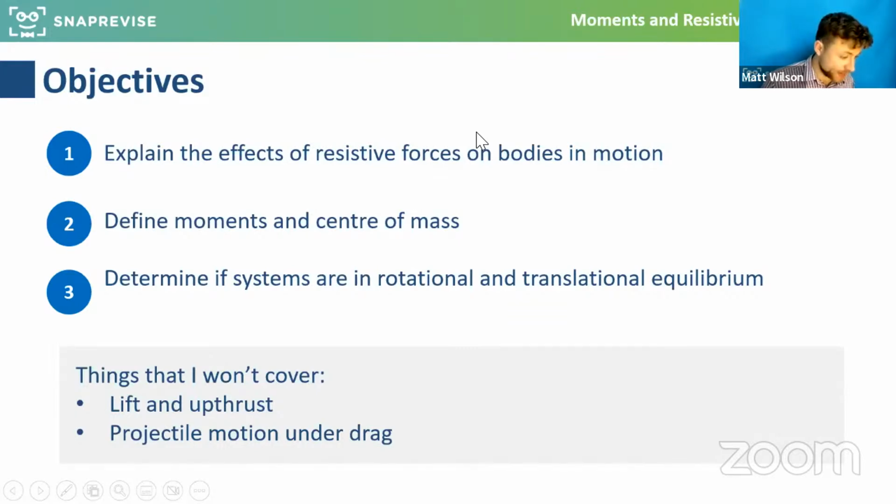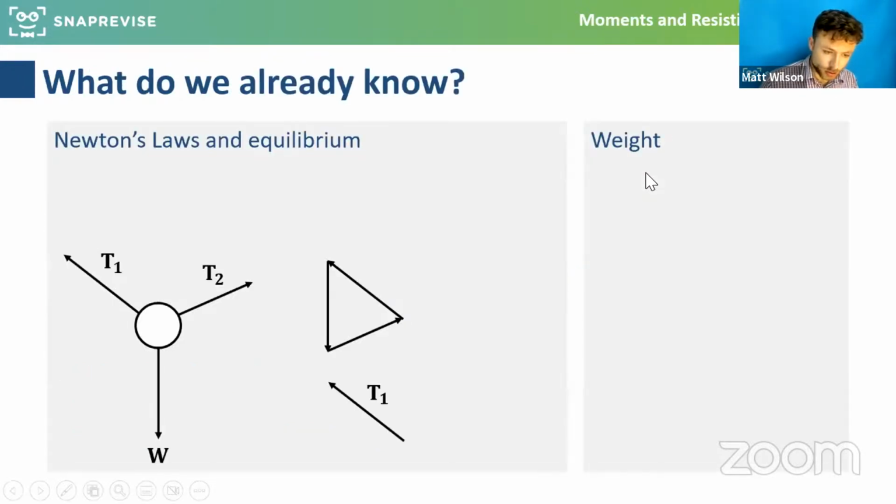All right, and today is about moments and resistive forces. So we're going to start with the resistive forces bit. We are going to explain the effects of resistive forces on bodies in motion. We're also going to define moments and centers of mass, which will be in the second half. And we're going to determine if systems are in rotational or translational equilibrium. We're often used to the idea that equilibrium means having no resultant force, but we're going to talk about rotational equilibrium, where we also talk about having no resultant moment. Okay. So let's get started.